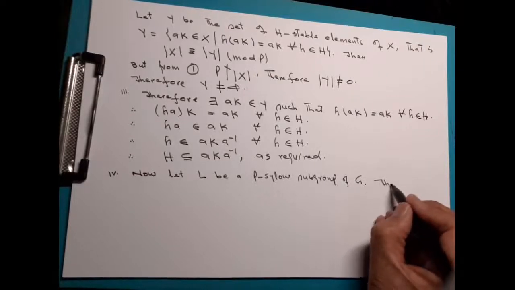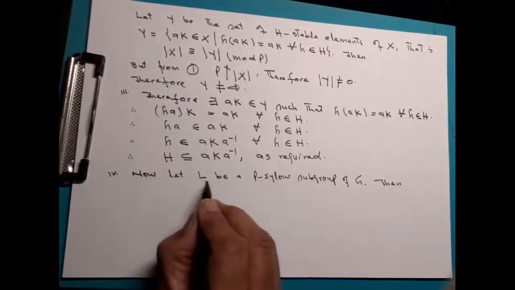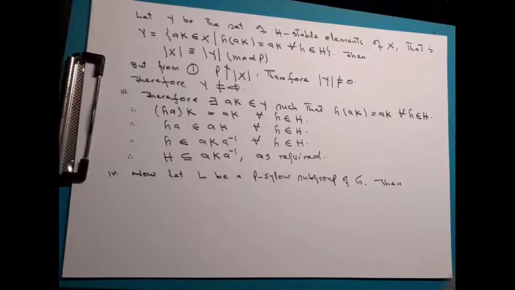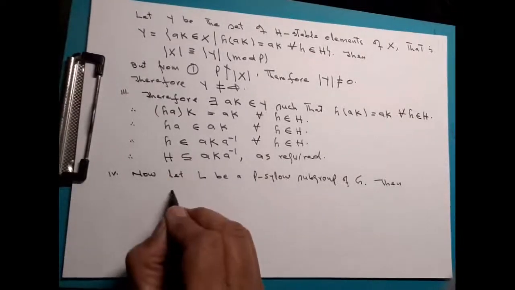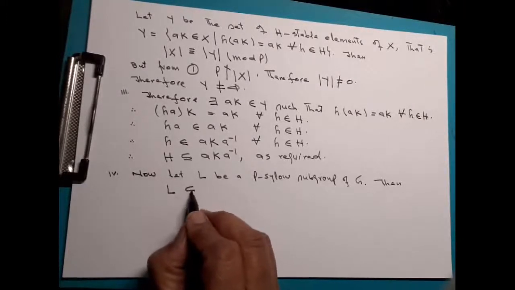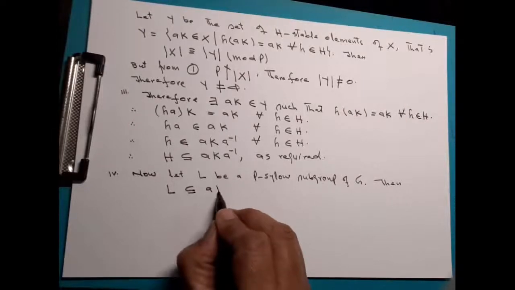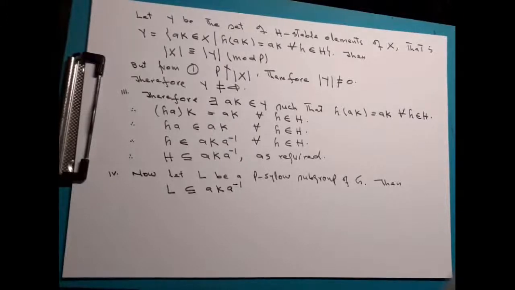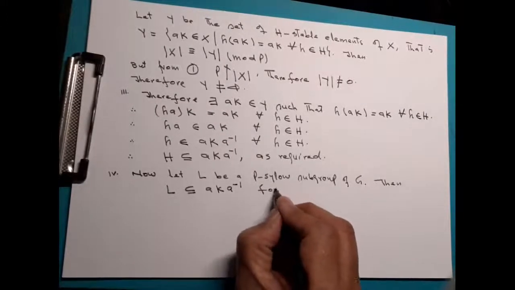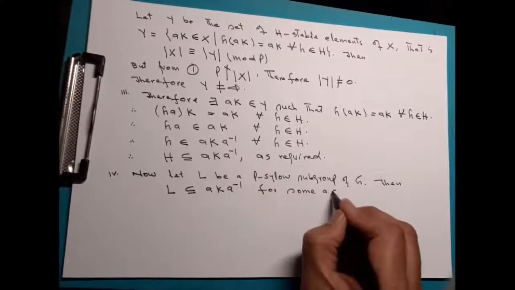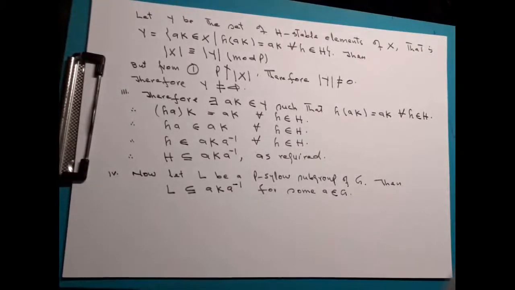Then, as we have proved above, since L is a p-Sylow subgroup of G and K is also a p-Sylow subgroup of G, we can write L instead of H here. Therefore L is a subset of aKa inverse for some a belonging to G. This is what we have already proved above. So L is a subset of aKa inverse.